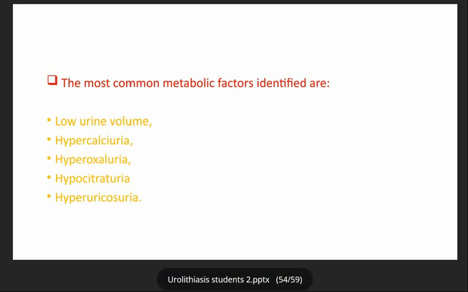So usually from the metabolic workup, what are the most common metabolic abnormalities we can find? Usually either low urine volume, so you ask the patient to drink more water, hypercalciuria, which is increased calcium in the urine, or increased oxalate, or low citrate, or high uric acid.